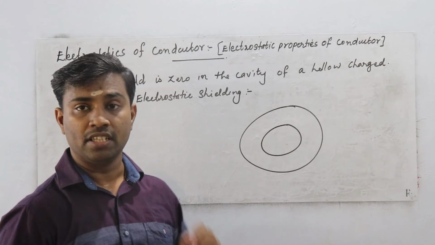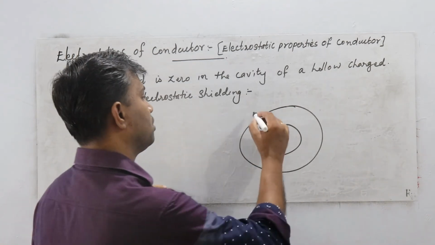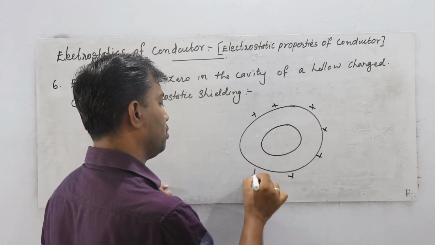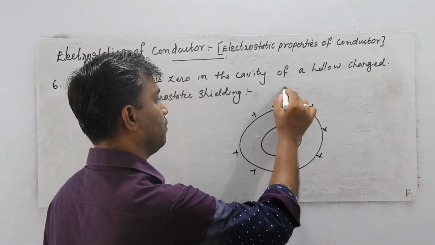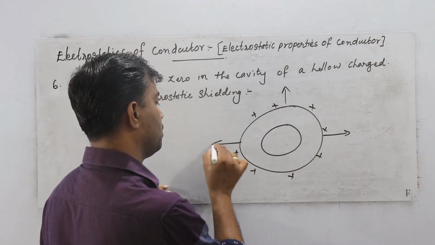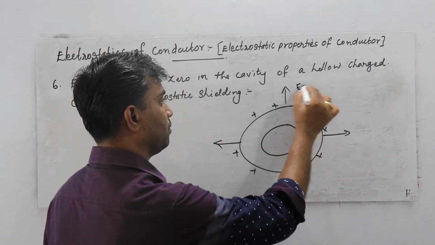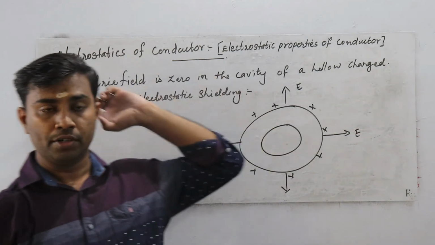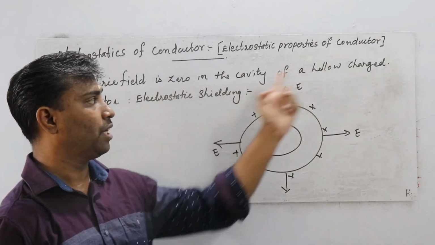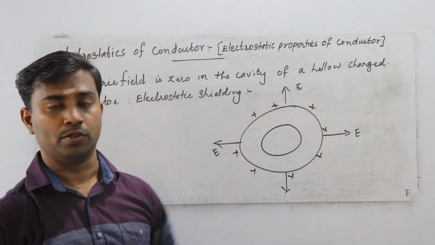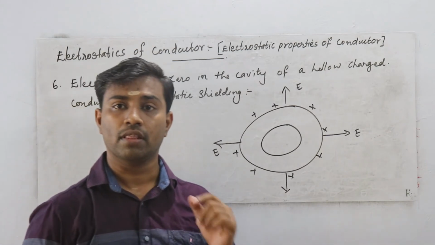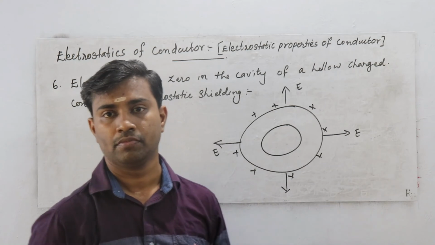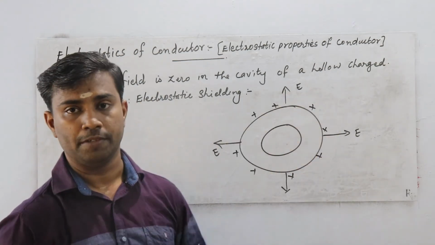Inside the cavity there is no charge, but on the surface of the conductor there will be charges distributed. So the direction of electric field is always normal to the surface. This is the direction of electric field. Okay, so what do we need to prove? Electric field is zero in the cavity of a hollow charged conductor. We consider a charged conductor with a cavity. The cavity does not have any charge. On the surface, charge is distributed.